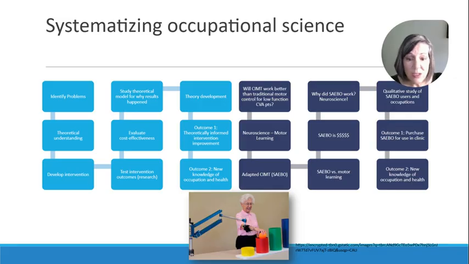And outcome two is now we have some new knowledge that we can incorporate to help our clients achieve occupation and health. Let me give you an example. So constraint-induced movement therapy is a type of motor learning that looks at how do we get people better after they've had a stroke.